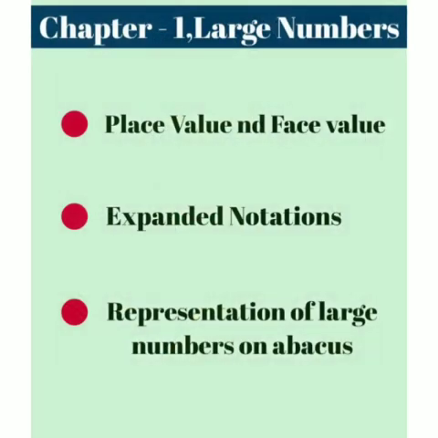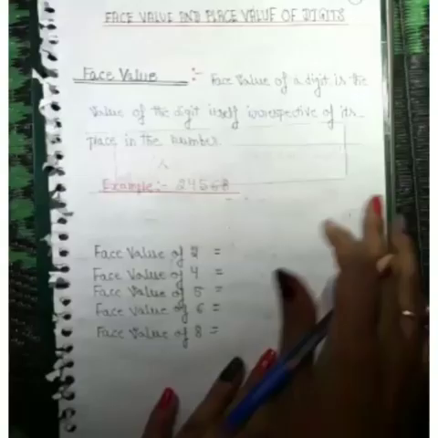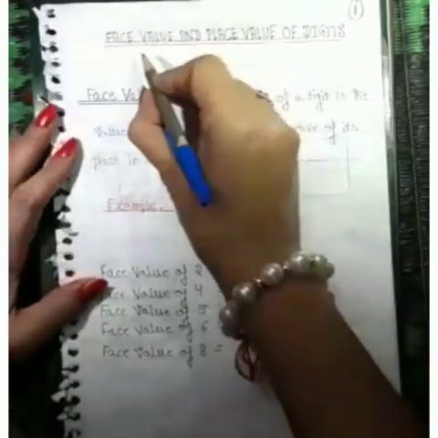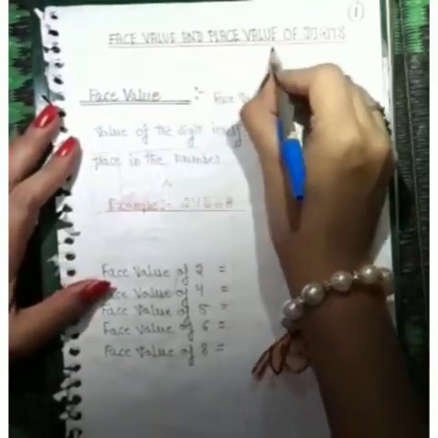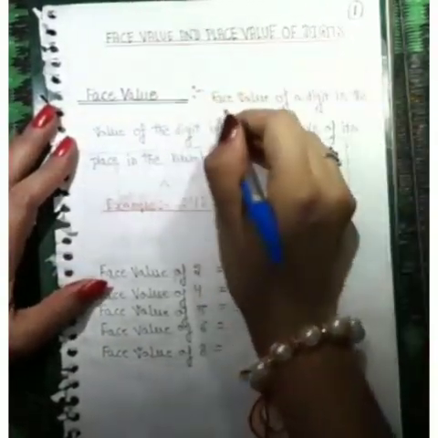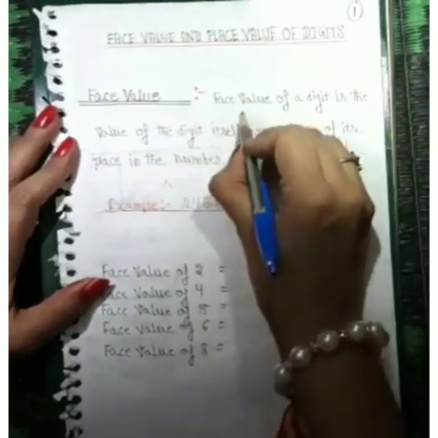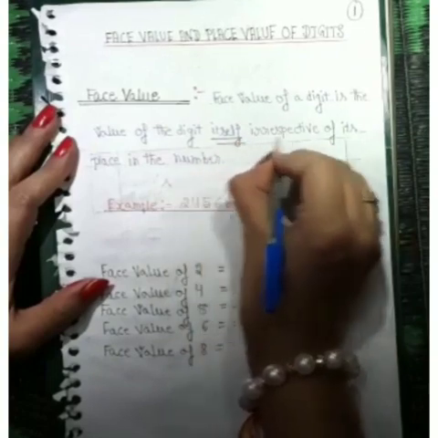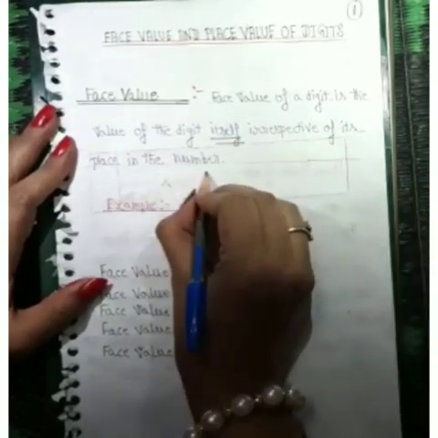Chapter number 1, Large Numbers. Dear students, in this video we'll be covering the remaining topics of the chapter. Let's start with our first topic, that is face value and place value of digits. So what is face value? Face value of a digit is the value of digit itself, irrespective of its place in the number.